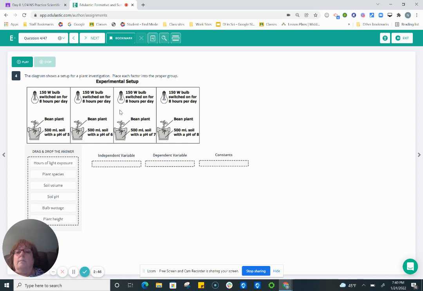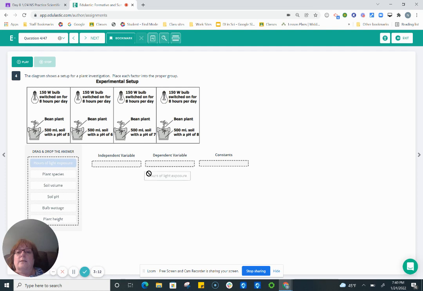This experiment here, they're obviously growing plants. You can see that they all have the same amount of size light bulb. They all get the same amount of light, 8 hours per day. They're all being tested with the same kind of plant, bean plant. All the plants are in the same amount of soil. What is different is the pH level of the soil, which is how acidic or basic it is.